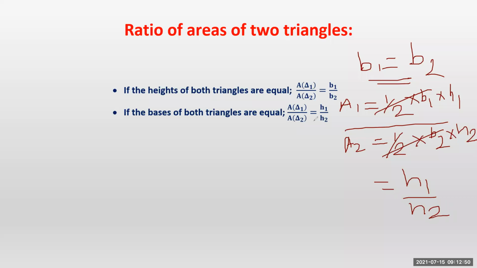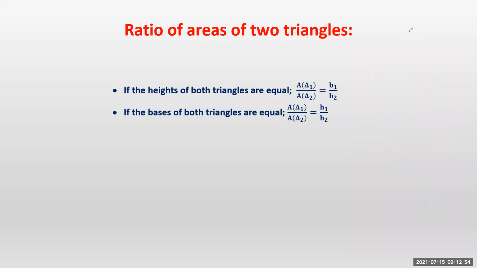H1 upon H2. Is this clear to all the students? Now next thing, then you'll move ahead. Now when both height and base of the triangle are equal, understand, means height and base both are equal, that means all is going to get cancelled off. You'll be left out with 1.